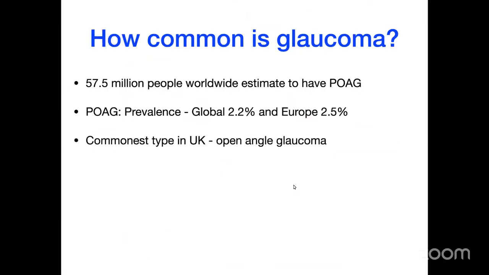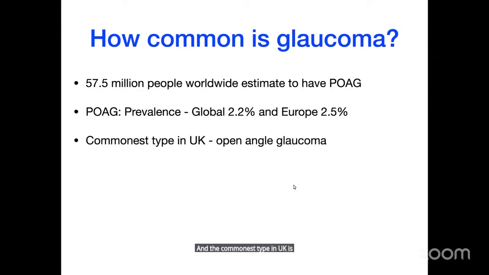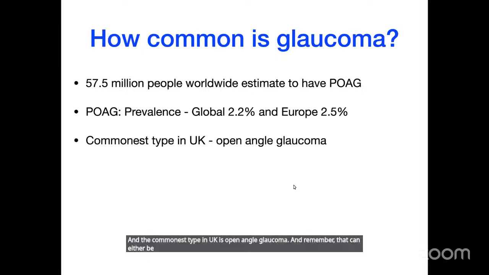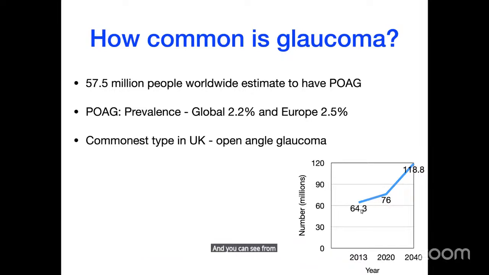So how common is glaucoma? Well, nearly 58 million people worldwide have been estimated to have open angle glaucoma. And the worldwide prevalence is about 2.2%, and in Europe 2.5%. And the commonest type in UK is open angle glaucoma. And remember, that can either be normal pressure or high pressure disease. And you can see from this graph that the prevalence of cases is set to rise significantly by 2040.